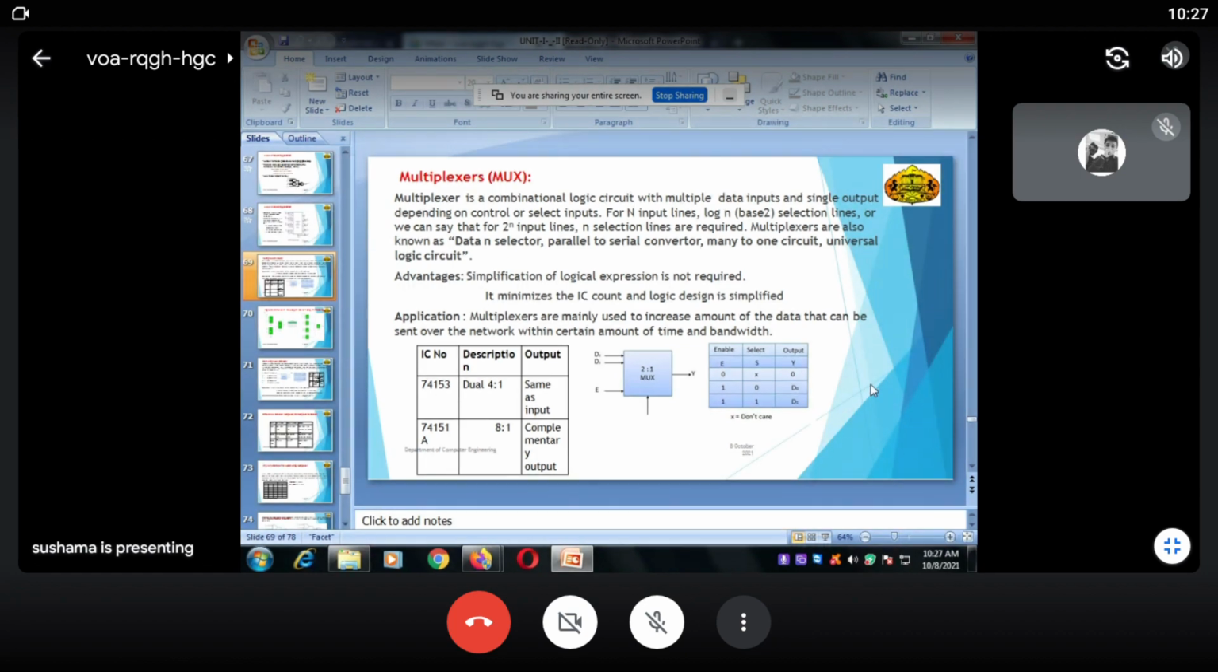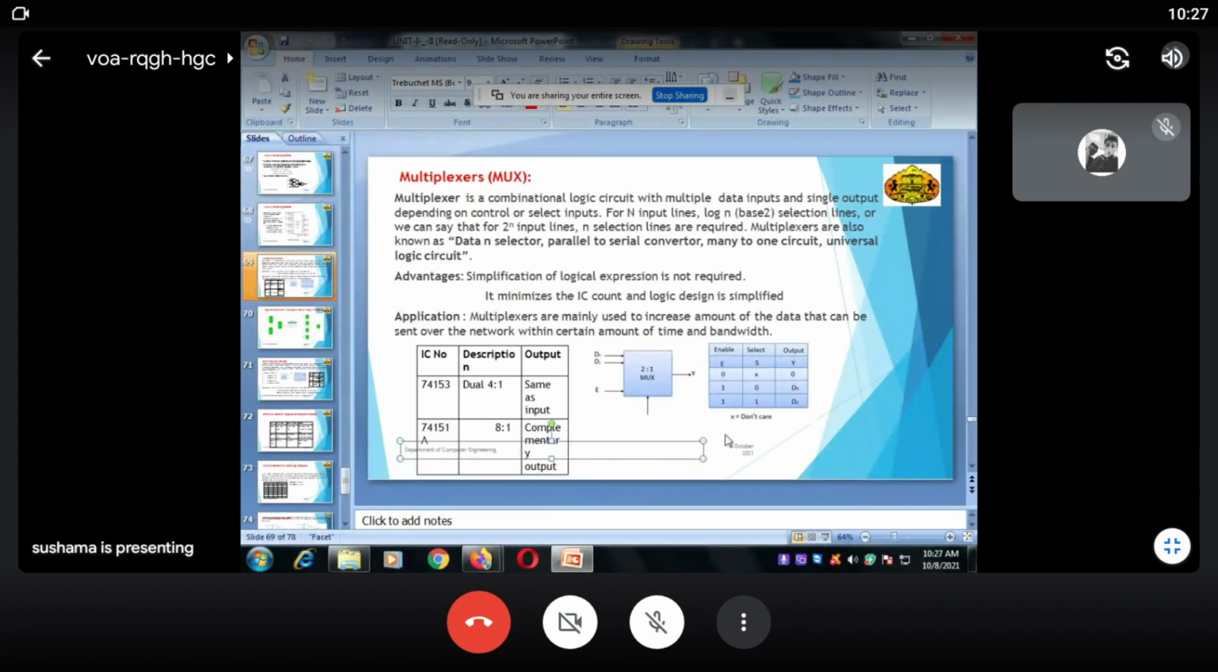Yes, ma'am. Okay. Next, we have to go for the 4:1 mux. Take down this IC number because you are having the practical also based on this, and for theory purposes, you should know the name of the ICs. This 4:1 mux IC is 74153, and this is the 74151A. This is the 8:1 mux IC.